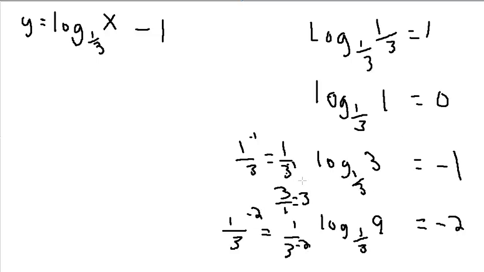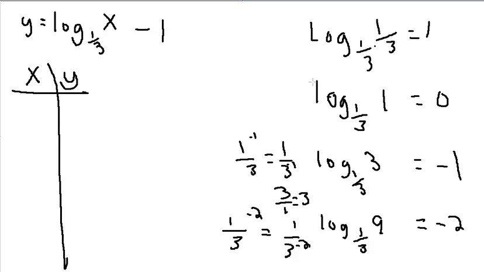Now let's actually write these points out over here. Okay, here, if we plug in x of 1/3, our convenience point, well, that's easy. The log of 1/3 is 1. Excuse me, I am incorrect. X of 1/3 gives log equal to 1, and 1 minus 1 is 0.